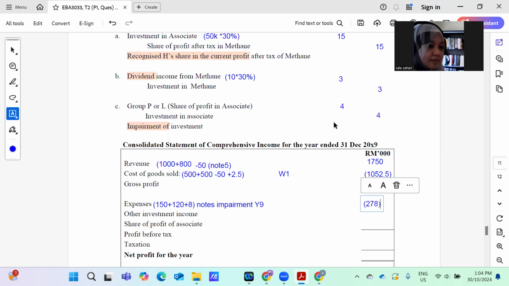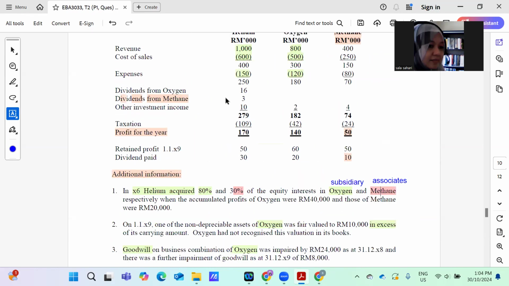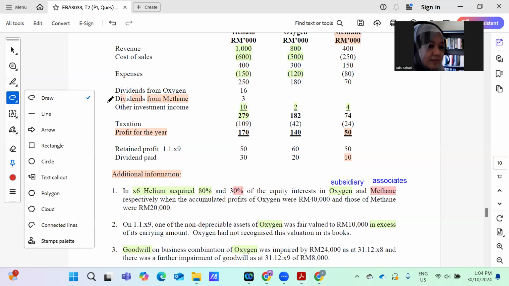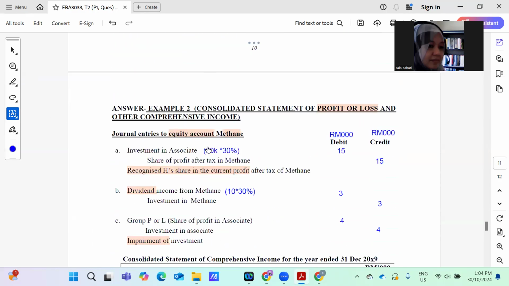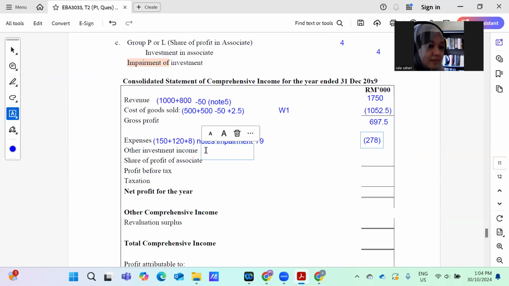Other investment income, we just take from the question. Other investment income is 10. 10 plus 2 only. All right, this 10 and this 2. It's okay. 10 plus 2. Again, similar with the expenses, just H plus subsidiary. So 10 plus 2. So we get 12.